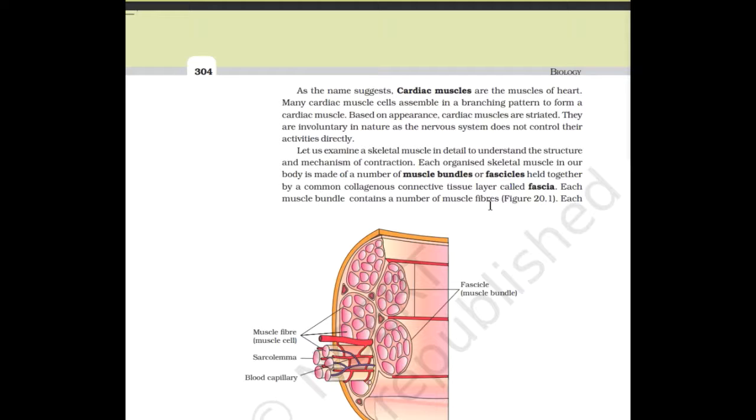As the name suggests, cardiac muscles are the muscles of the heart. Many cardiac muscle cells assemble in a branching pattern to form a cardiac muscle. Based on appearance, cardiac muscles are striated.